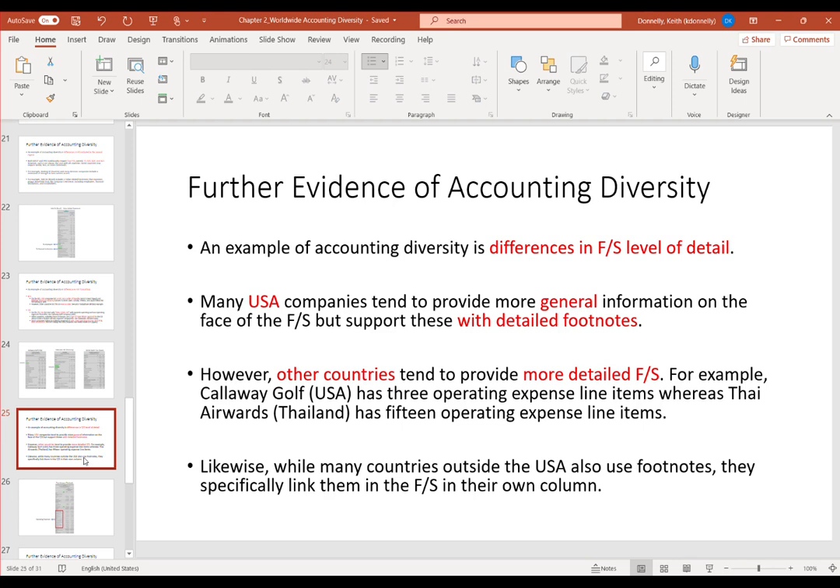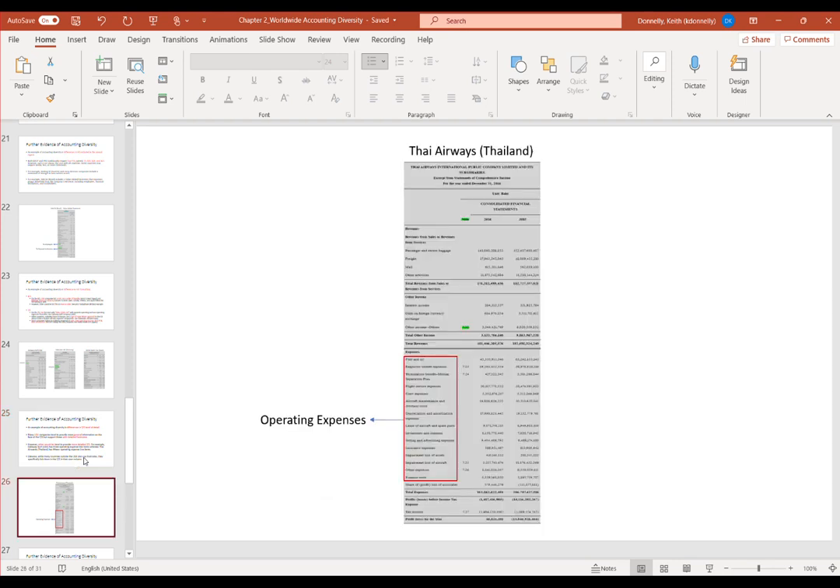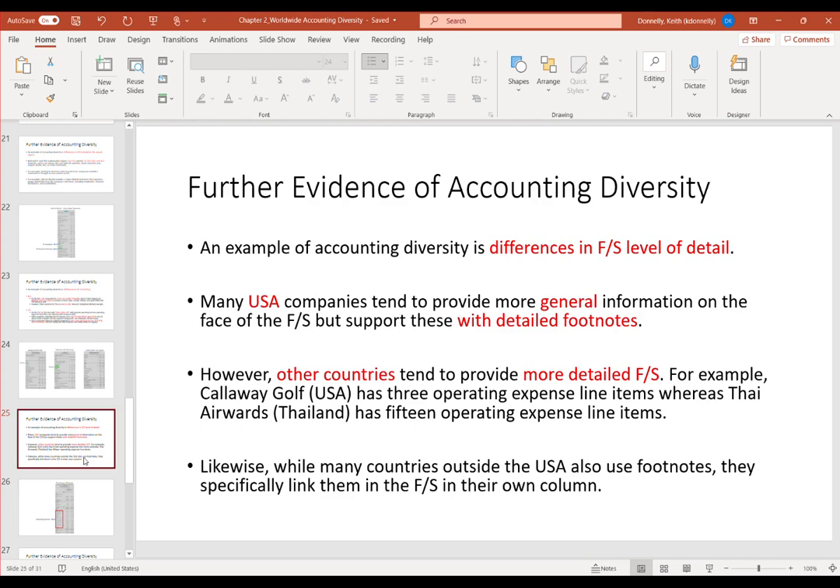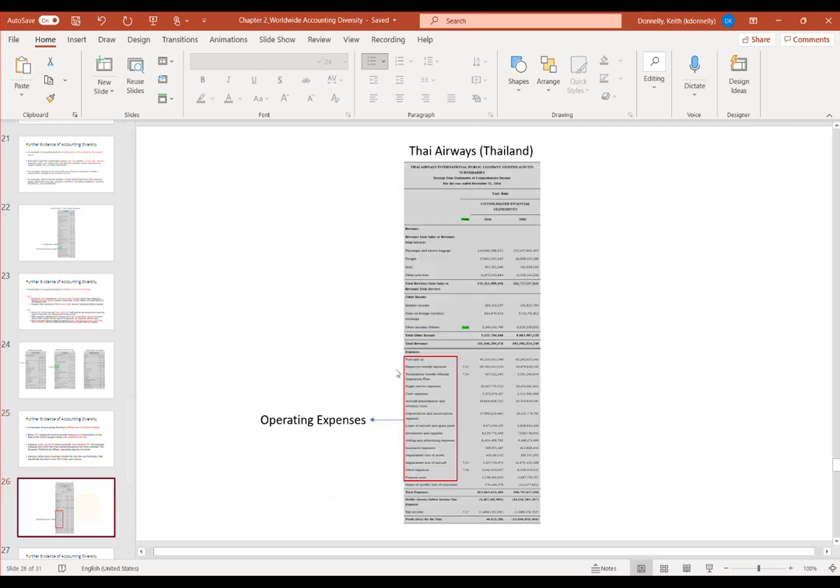Whereas in distinction, other countries are going to have a much more robust financial statement, a lot more details up front. We really want to expose you to this and make sure you're seeing it. We don't want to just bury it in a footnote. So again, this is just something to be aware of. In this case, for example, Callaway Golf in the US has 3 operating expenses in their line items, whereas this Thai company is going to have 15 operating expenses. Just more level of detail.